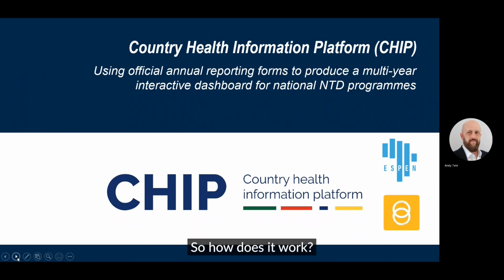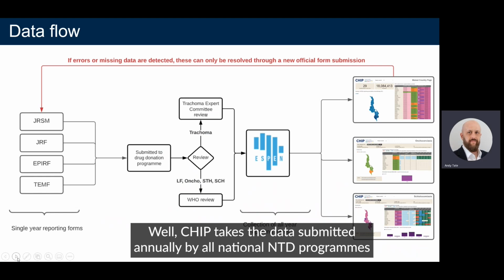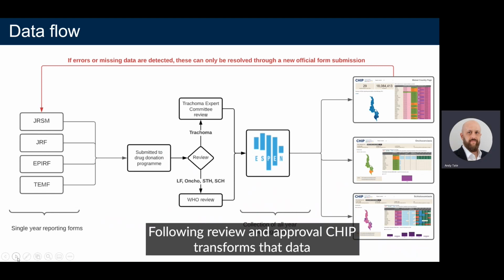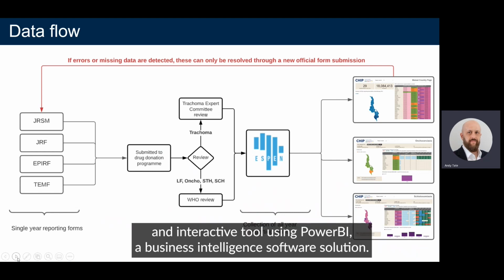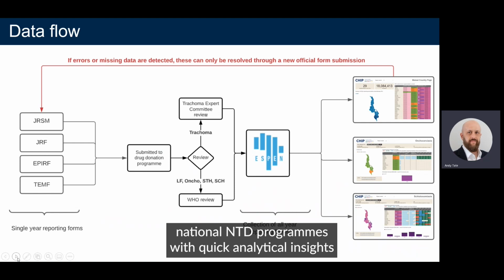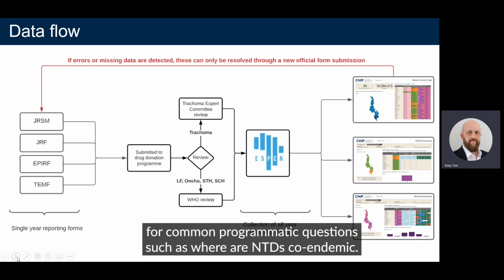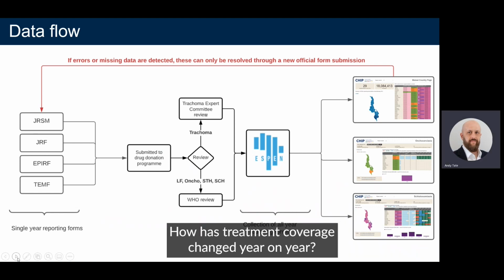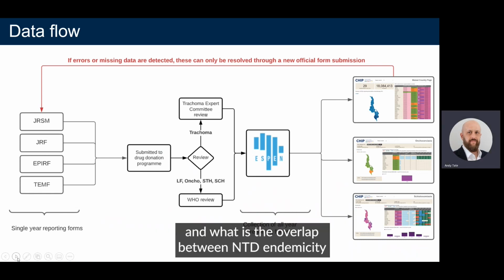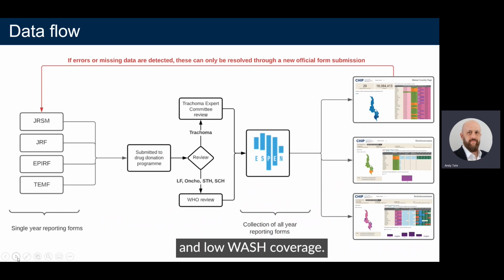So how does it work? Well, CHIP takes the data submitted annually by all national entity programs through the JAP and TEMP process. Following review and approval, CHIP transforms that data into a publicly accessible and interactive tool using Power BI, a business intelligence software solution. CHIP is a visual tool that is designed to provide national entity programs with quick analytical insights for common programmatic questions, such as where are entities co-endemic, how has treatment coverage changed year on year, what are current expectations for impact assessment, and what is the overlap between entity endemicity and low WASH coverage.